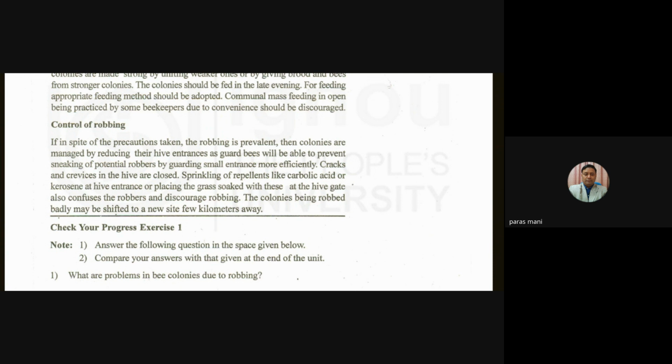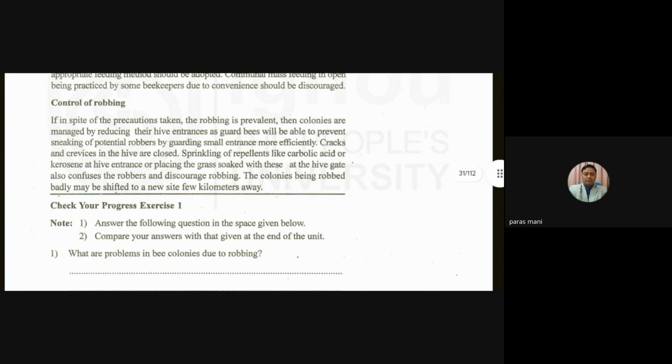Another way to avoid robbing is that entrances must be minimized, so that only one entrance is given with minimum space for movement of workers, so that only a small number of guard bees are able to defend the colony. Cracks and crevices in the hives must be closed using resins or wax.